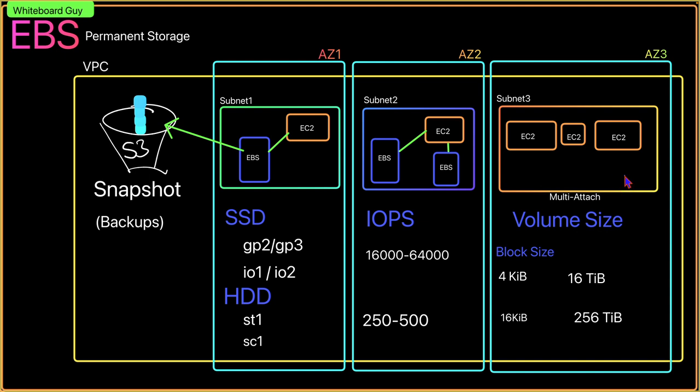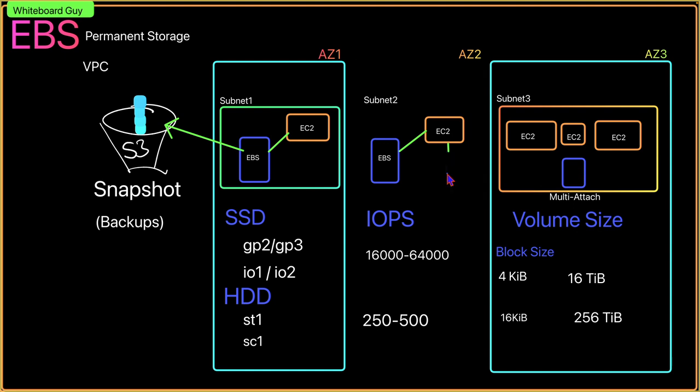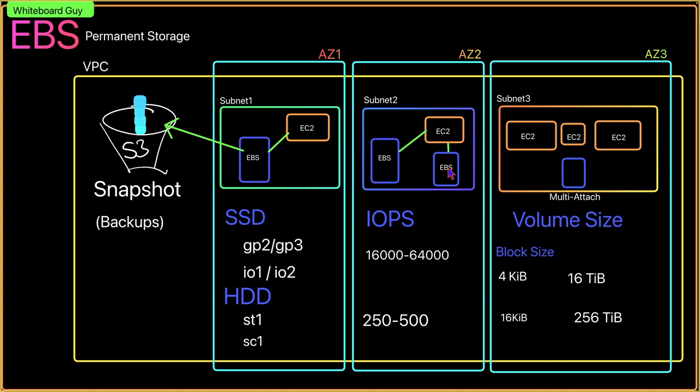Same principle still needs to exist. It must be in the same availability zone where I have this multi-attach EBS volume. And that multi-attach volume, I can now use and have all of these EC2 instances connect up to that one drive. So this is EBS in a nutshell, just to give you an introduction into it and how you will use it.